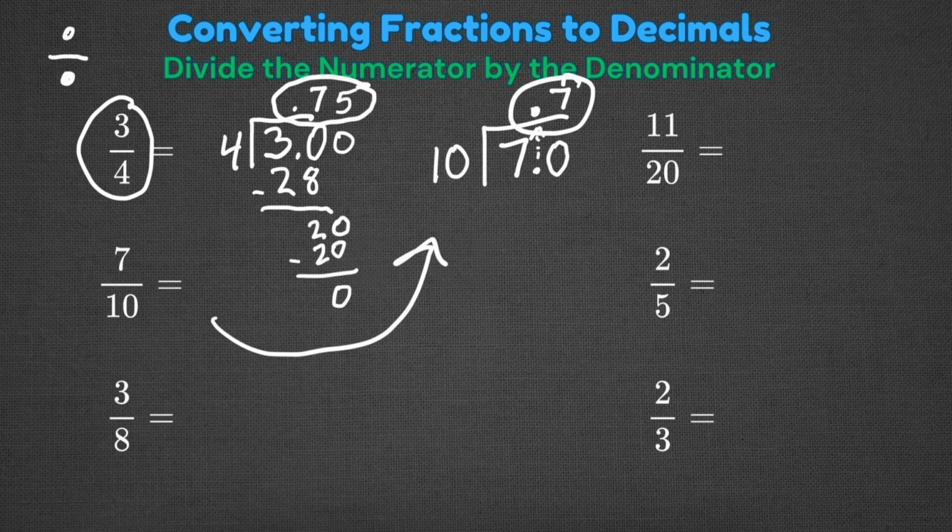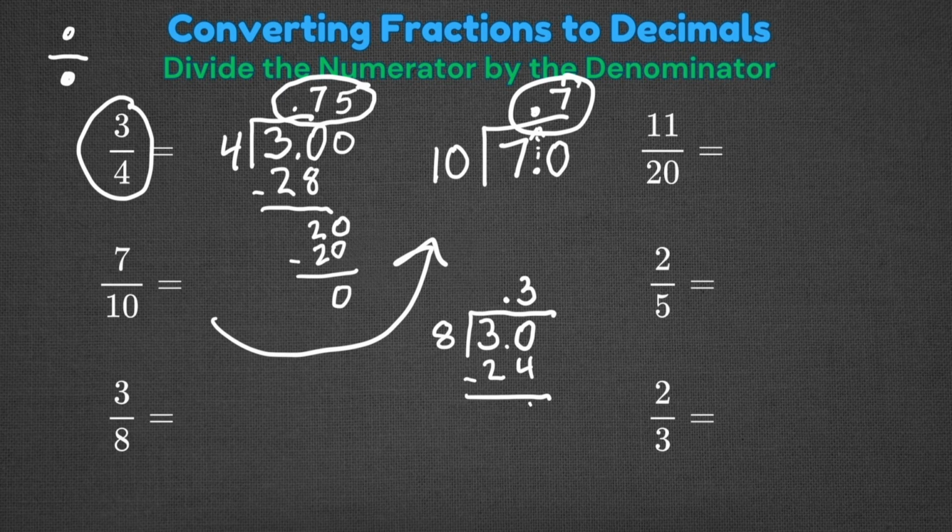3/8, I'm going to be dividing 3 by 8. Once again, 8 does not go into 3, so I need to put a decimal and bring a 0 down. 8 does go into 30. It goes in 3 times. Don't forget about this decimal. 3 times 8 is 24.